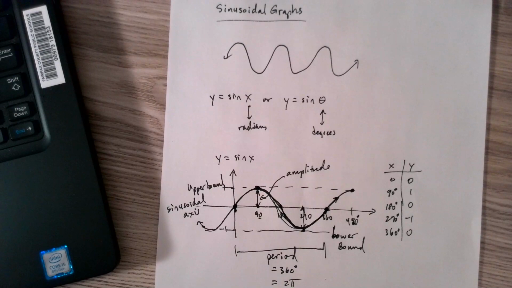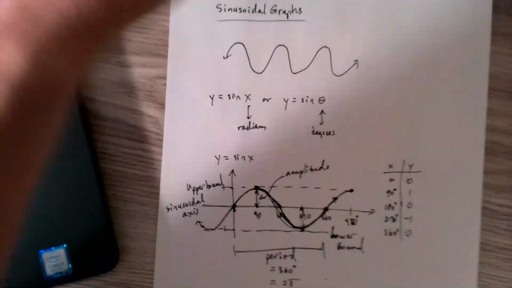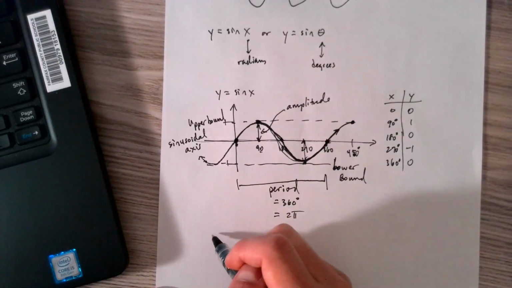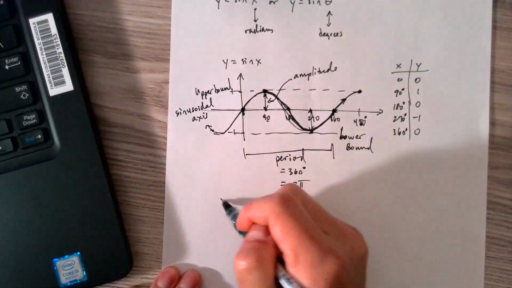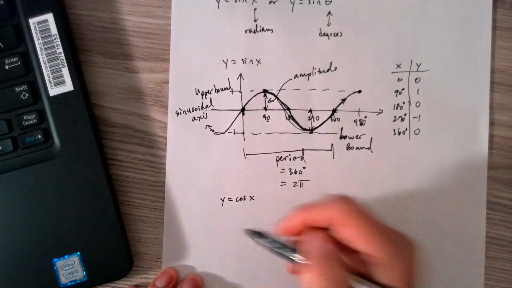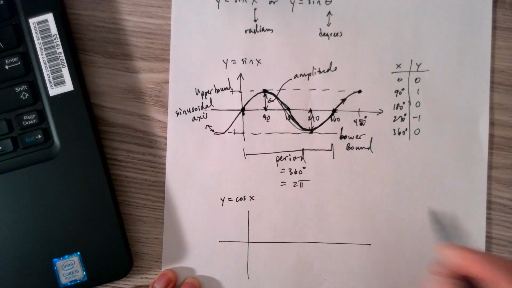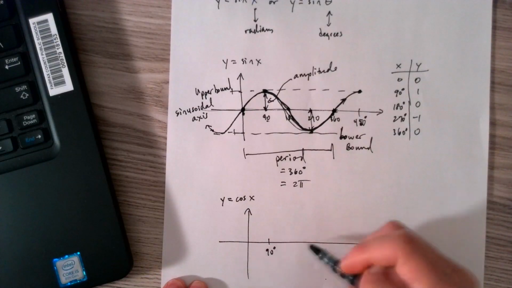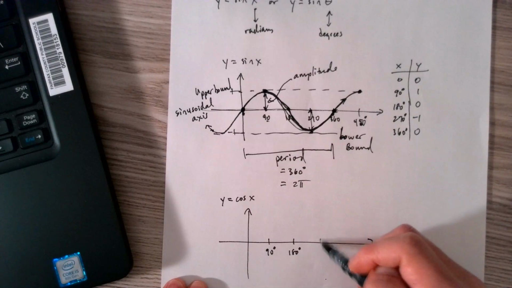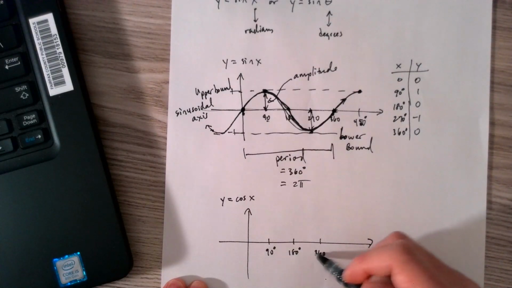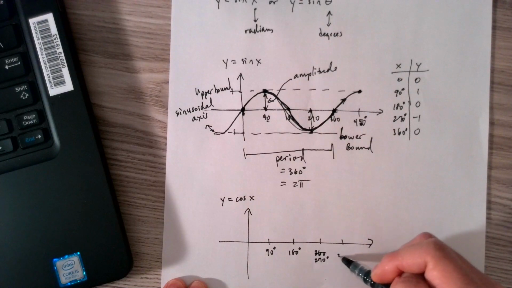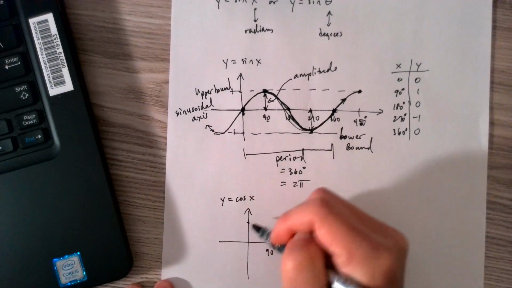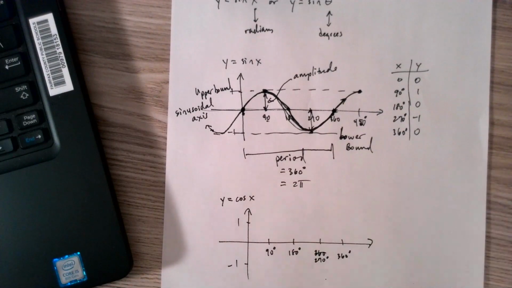Okay, so that's y equals sine x, or y equals sine theta. How about y equals cosine x? Okay, I'll spare you the chart this time. That should be 270 and then 360. So I marked 1 and -1 because the upper bound for cosine is 1 and the lower bound is -1, just like sine.